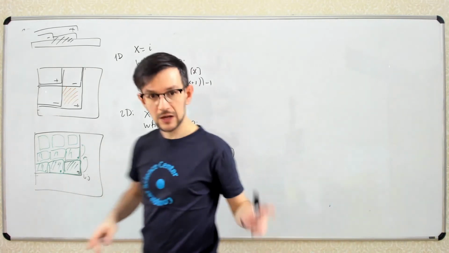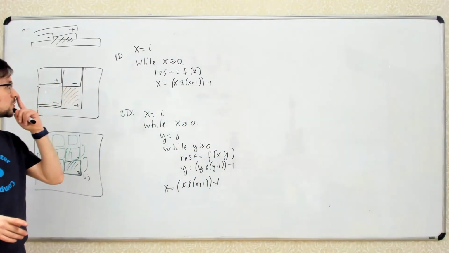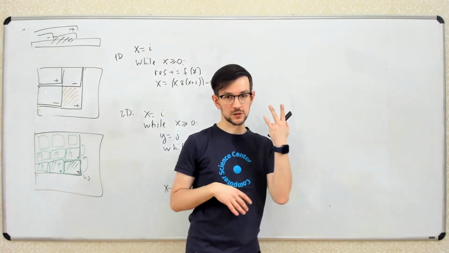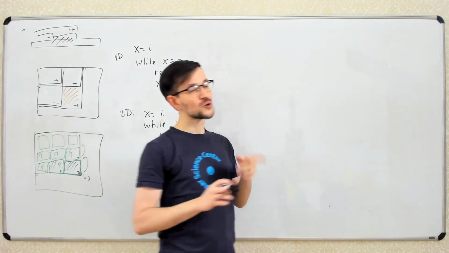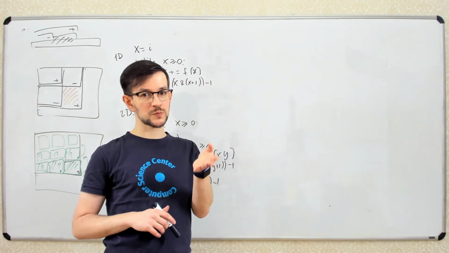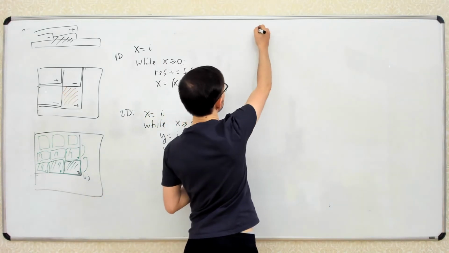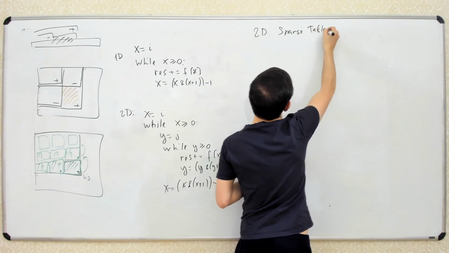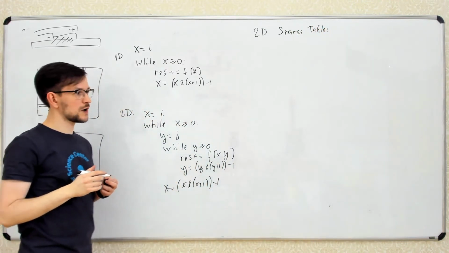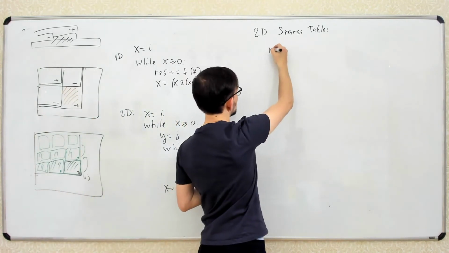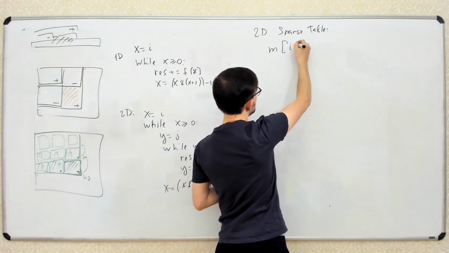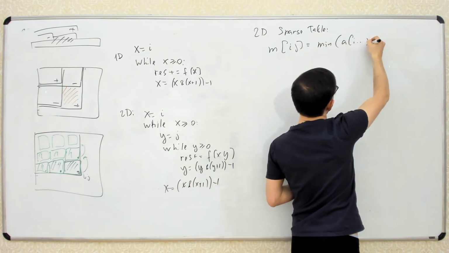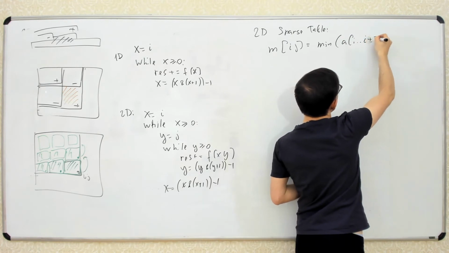Now, finally, I want to discuss the two-dimensional sparse tables also. Again, let's talk about how the regular sparse tables work. In regular sparse tables, you have a table M[i][j], and this contains the minimum on the segment from i to i plus 2 power j minus 1.